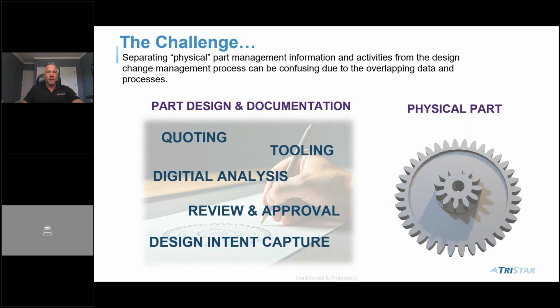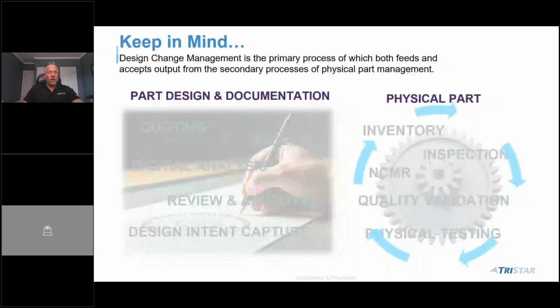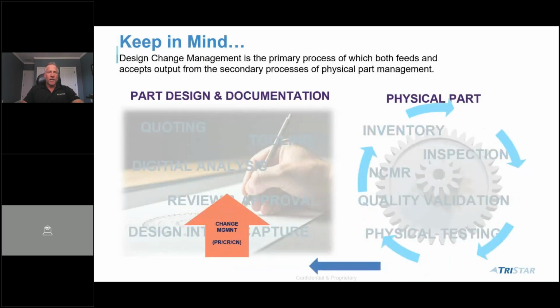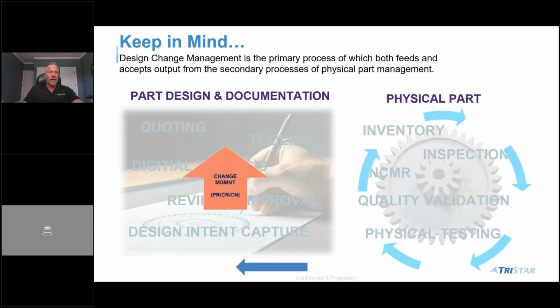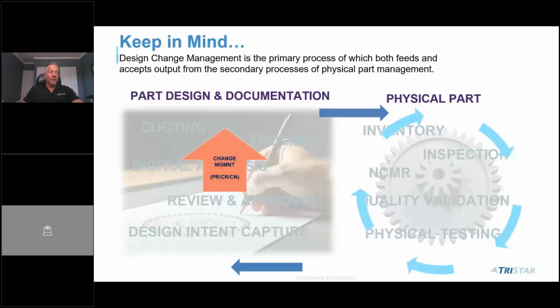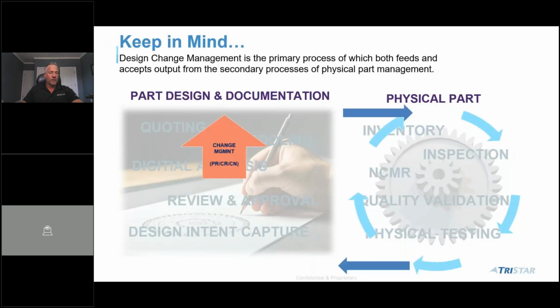As you look at items in the part design and documentation, we're going to be looking at things like quoting and digital analysis, review and approval, and design intent, whereas physical parts are more about inventory, inspection, non-conformance, quality validation, and physical testing. One of the key principles is that design change management is receiving and feeding both of these. So change management is a big part of making sure you keep these two items connected correctly.